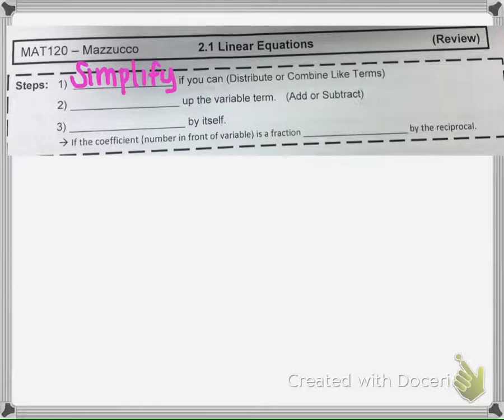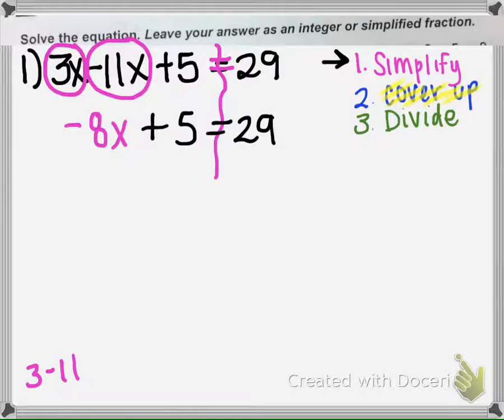Step 2, we are going to do what I call cover up the variable term. So if you have a highlighter, what I would suggest is for you to highlight where the variable is. So if we take a look at example 1 here, we're going to highlight the 8x, the negative 8x. So that is step 2. And then we want what we highlighted all by itself. So I want this negative 8x here all by itself.